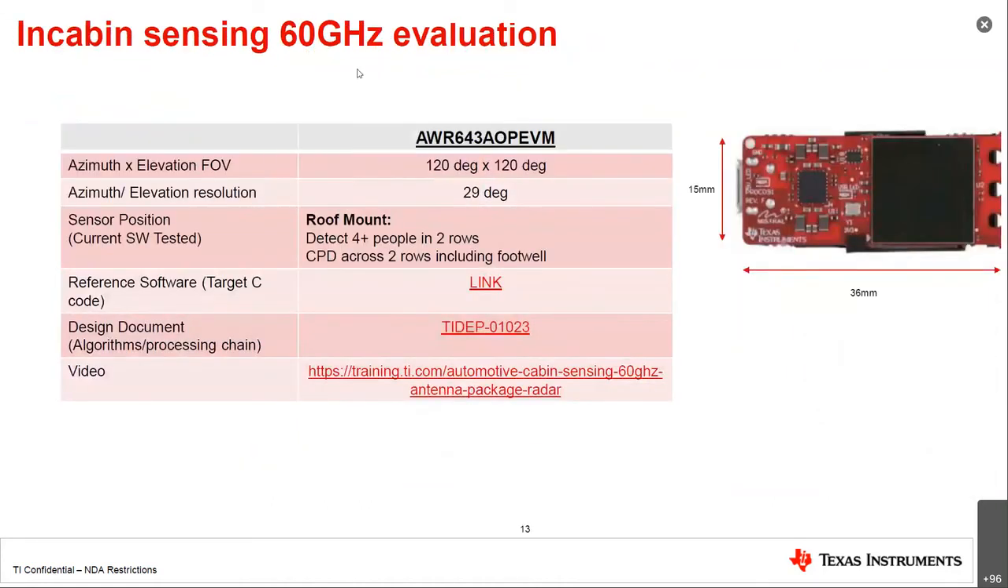Okay, so to get started for in-cabin sensing 60 gigahertz evaluation, we recommend looking at the AWR6843AOP EVM. It gives you a 120 by 120 degree field of view with angular resolution of 29 degrees in both directions. In our testing that we've shown in our reference design down here, we've done roof mount to show detection of 4 people across both the front row and the second row, and child presence detection across 2 rows, as well as the footwell, which is the floor beneath or behind the seat.